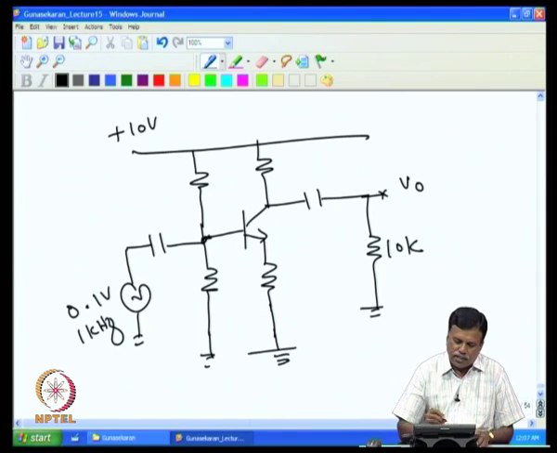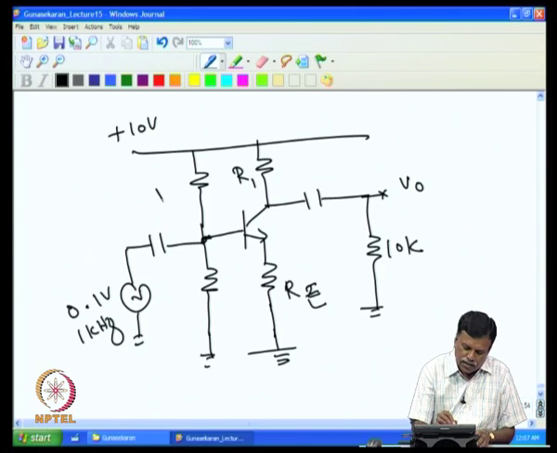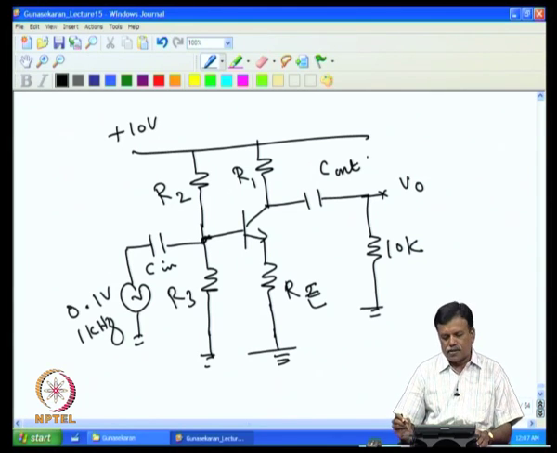And the only thing is we have to decide on these resistances. Resistance values, say I will take it as R1, R2. Or I will call it RE, then this I will put as R2, then R3, and then we have C input capacitor and C output capacitor.